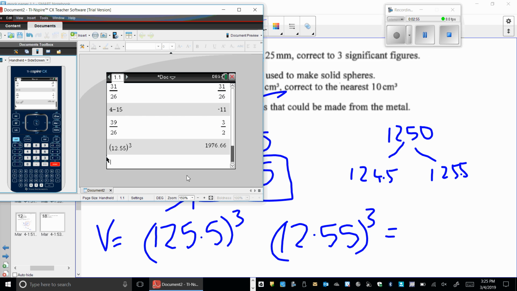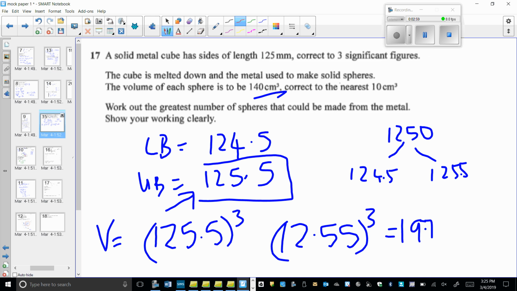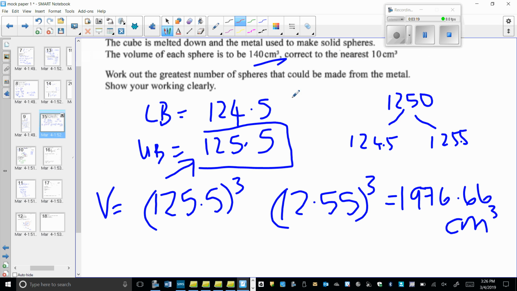So that's 1976.66. Okay, so that's our maximum volume for our cube in centimeters cubed. I didn't really explain all those bits, so hopefully you knew it's cubed and changing, because millimeters to centimeters you divide by 10. Okay, hopefully you'll write that.